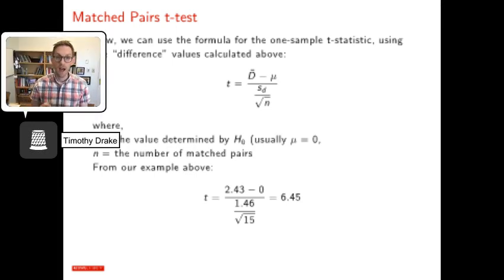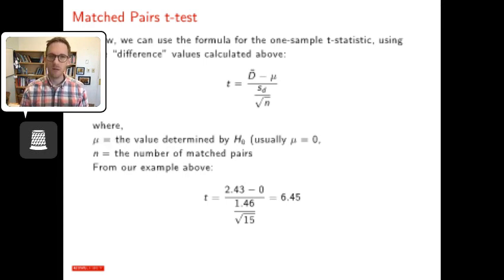Okay, now we have a formula for the matched pairs t-test. Now this looks very similar to the one sample t-test we just did, except we've substituted x bar for d bar and the standard deviation of the sample for the standard deviation of the difference. So here, notice we've got t equals d bar, that's what we calculated, the mean difference minus mu.